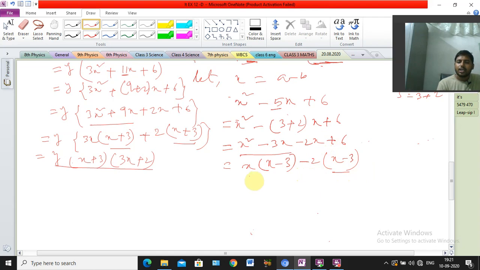So now see, in the bracket the same portion is coming. So that means x minus 3 and another one will come, x minus 2. Clear or not? Understood? So this is the answer.